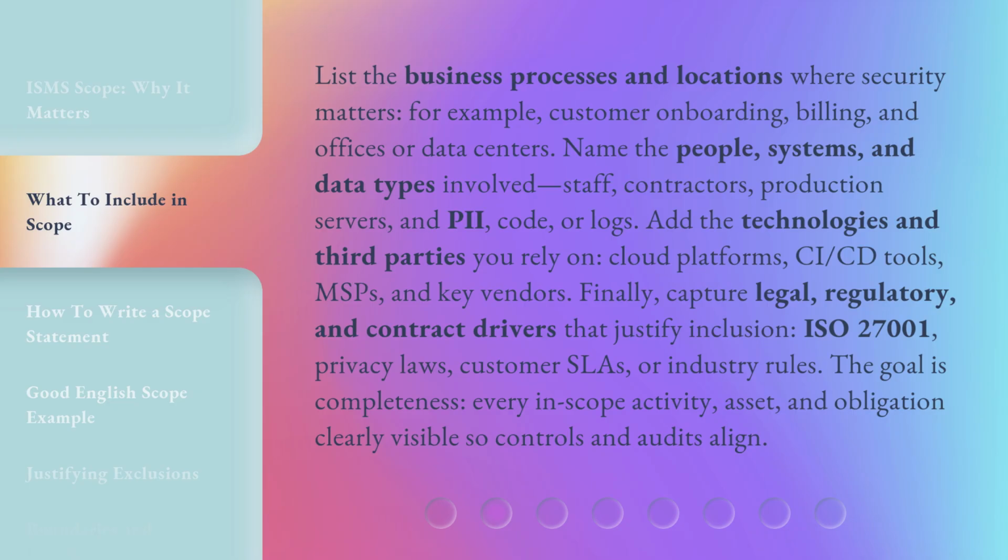Finally, capture legal, regulatory, and contract drivers that justify inclusion: ISO 27001, privacy laws, customer SLAs, or industry rules. The goal is completeness. Every in-scope activity, asset, and obligation clearly visible, so controls and audits align.